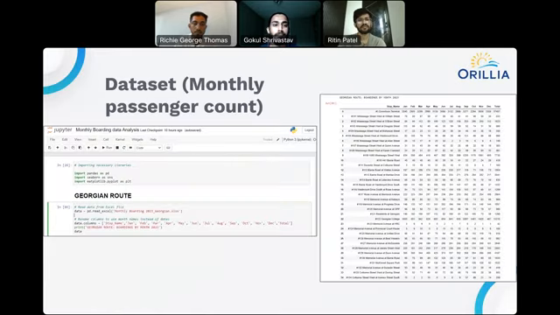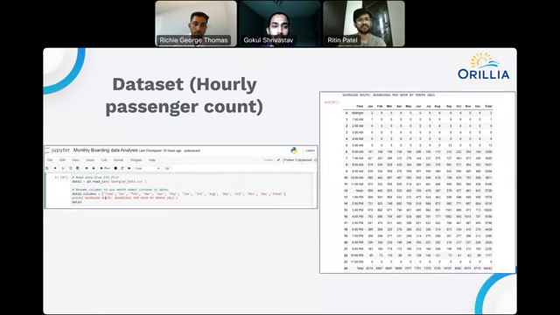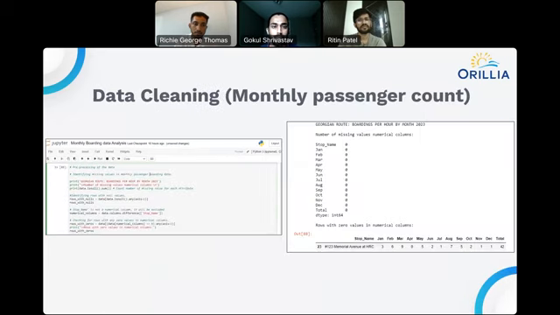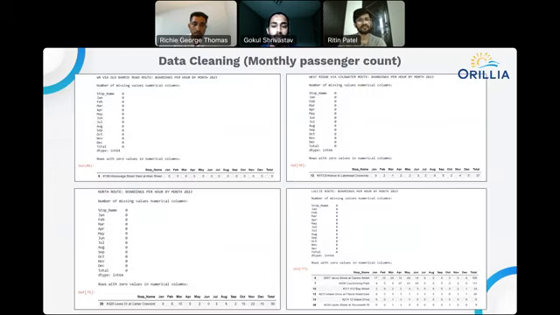You can see the monthly passenger count here for Georgian route. And this is the hourly passenger count for the same route, Georgian route. We did data cleaning for passenger count for monthly data on Georgian route. We did the same for all the other routes here.